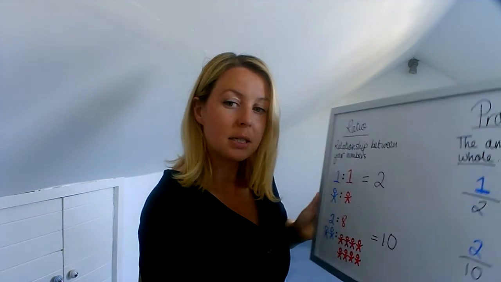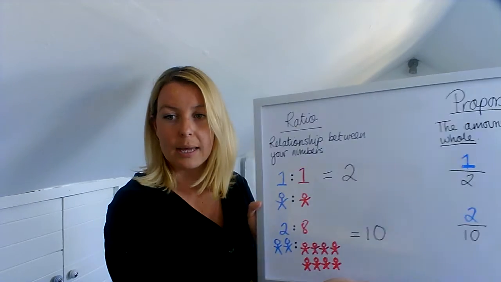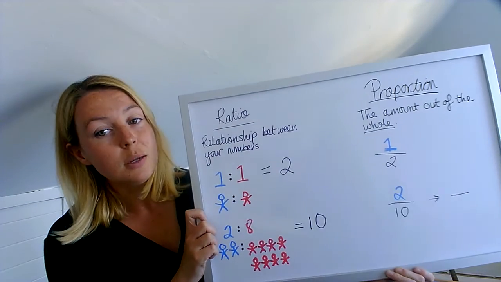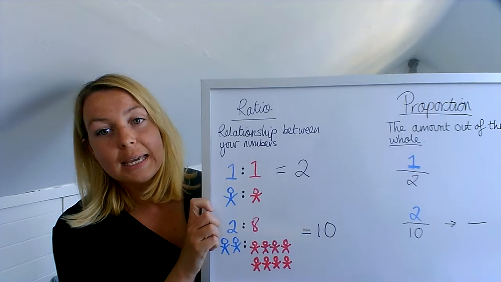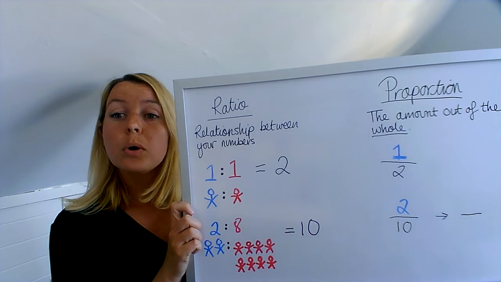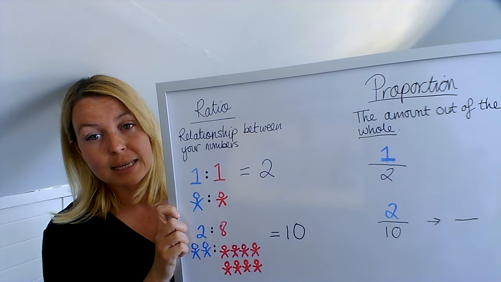I've got a board this week with some writing on instead of my notebook, which I thought might be nicer, but I need to try and fit it in so that you can see it nicely. So hopefully you can see that well there. Let me just get the full bit in. Brilliant. So you can see here that ratio is the relationship between your numbers, and proportion is the amount of the whole. So that's the difference there, that's the key difference.